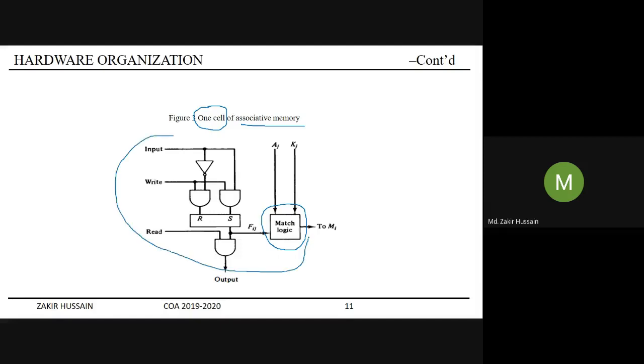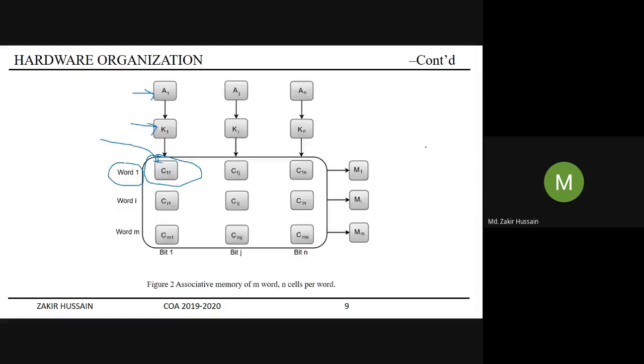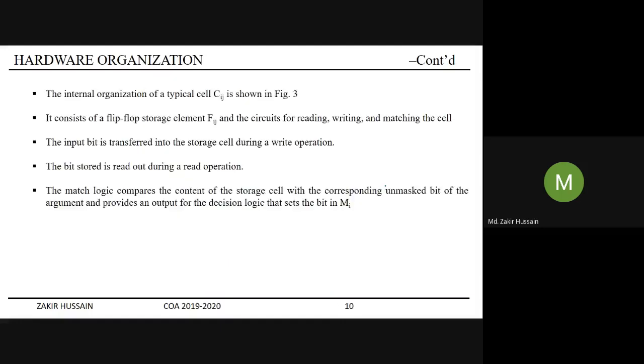Here it is Pi, Ij. That is coming here: the argument register bit, the key bit, and the word bit. That is going to the match logic, and that is setting the corresponding match register bit. Here, you see, this match register bit is set.